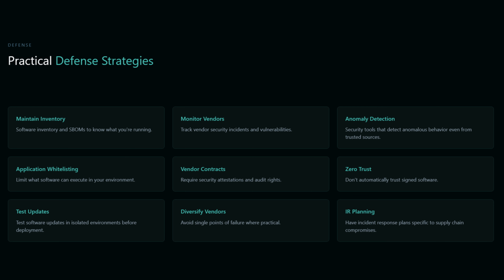Diversify vendors where practical to avoid single points of failure. Implement zero trust architectures that don't automatically trust signed software. And test software updates in isolated environments before deployment. Monitor for unusual behavior in recently updated applications and have incident response plans specific to supply chain compromises.